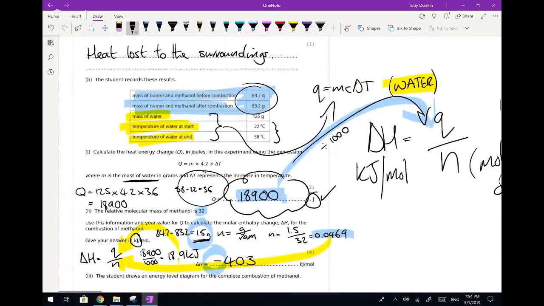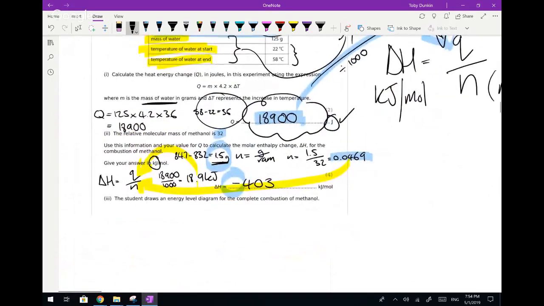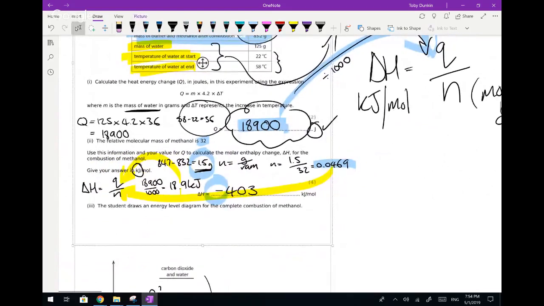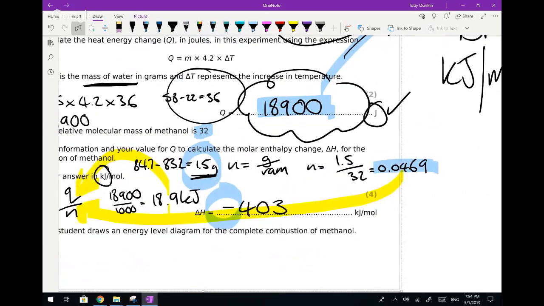And then input. So, and here's the trap. I mentioned this earlier. I do all that. And I get a value of 403 kilojoules per mole.